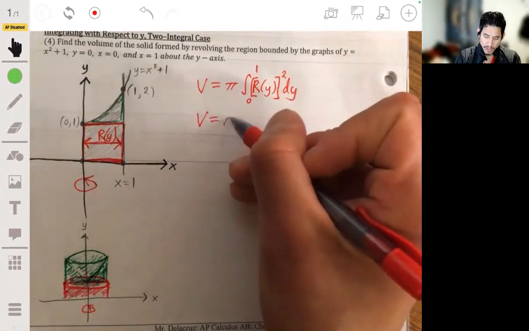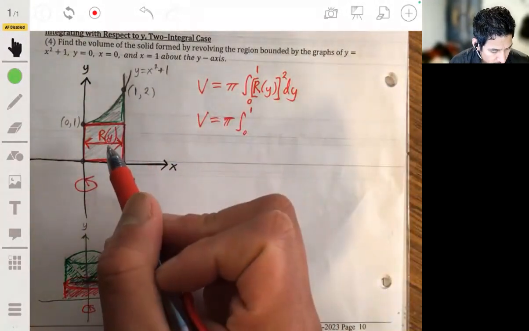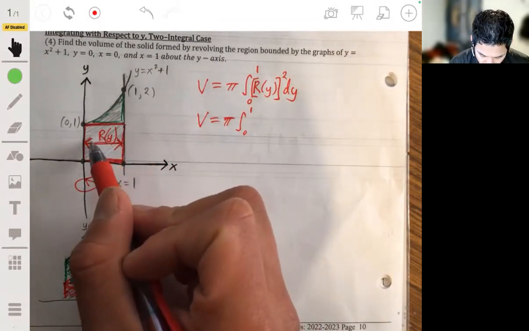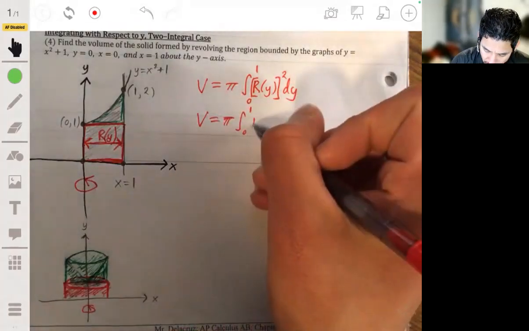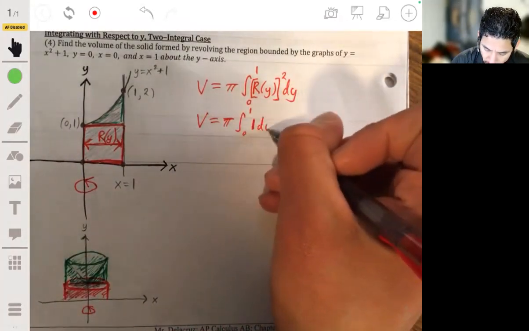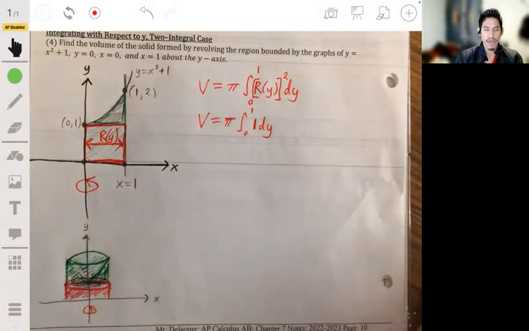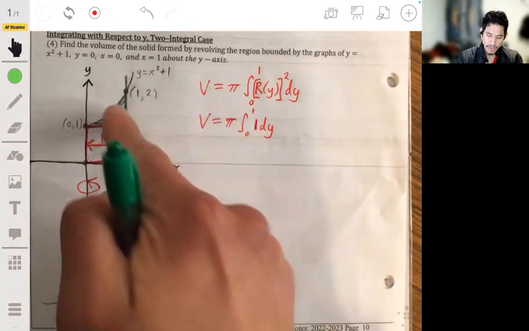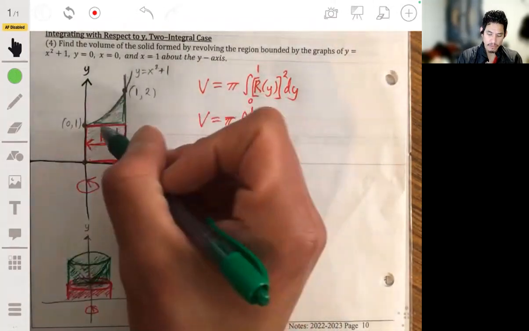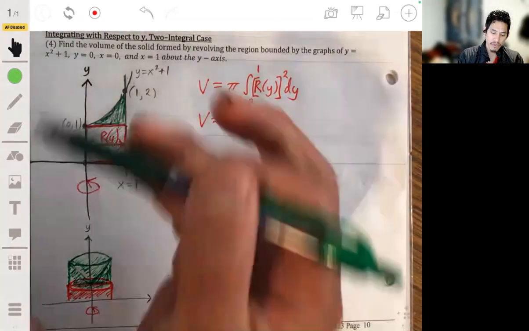So for that part, it'll be pi times the integral from 0 to 1. This outer radius is just again 1. It's always a length of 1 away from the axis of rotation. So it'll just be 1 squared dy. So we'll leave that here for now. But now we need to add this to the integral of this green region revolved around the y-axis.